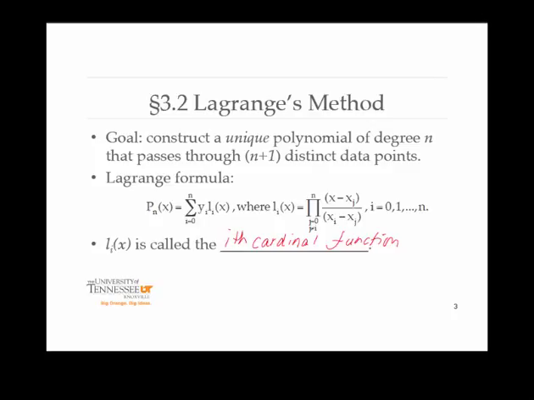So in the next section, we're going to use a technique to construct an interpolating polynomial. This is called Lagrange's method, named for the French mathematician Lagrange. The goal is to construct a unique polynomial of degree n that passes through the n+1 distinct data points. The first thing I want you to pay attention to is that the degree of the polynomial is n, passing through n+1 data points. So the degree of the polynomial will always be one less than the number of data points, or the reverse, we could say the number of data points will be one more than the degree.